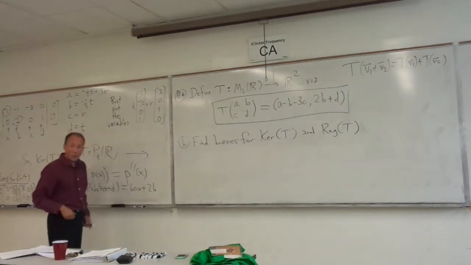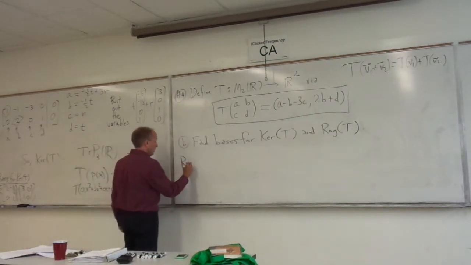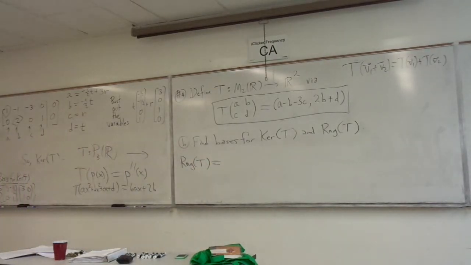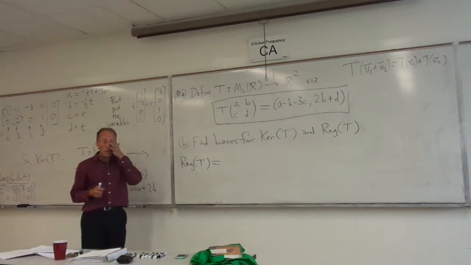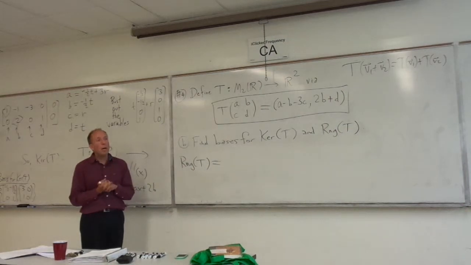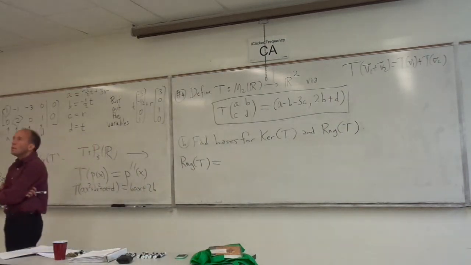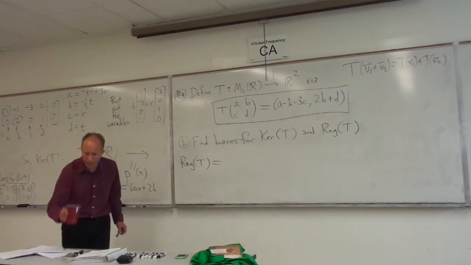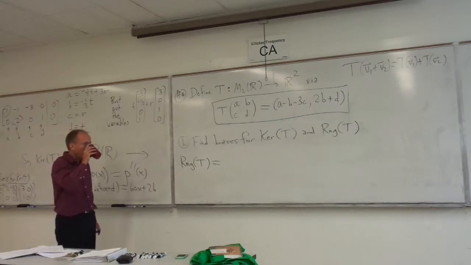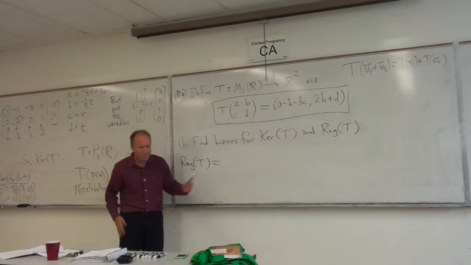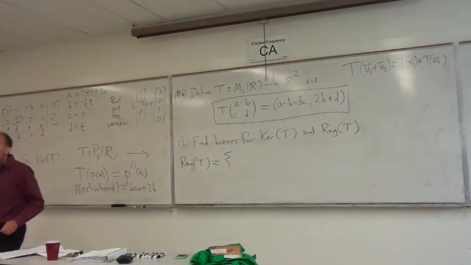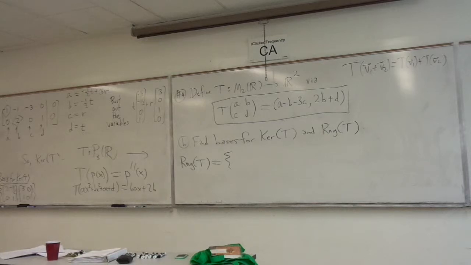Does anybody remember what the range is? Everything that survives. Not quite. It's everything that survives the transformation. Well, survives is kind of not quite the right word, but what it is, it's the set of all of the outputs that actually show up.